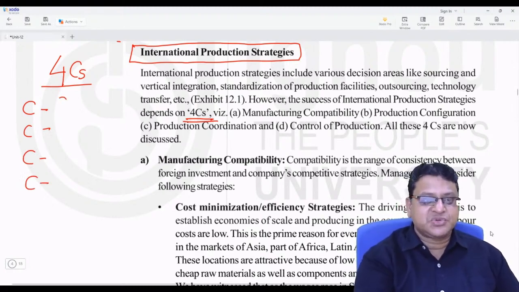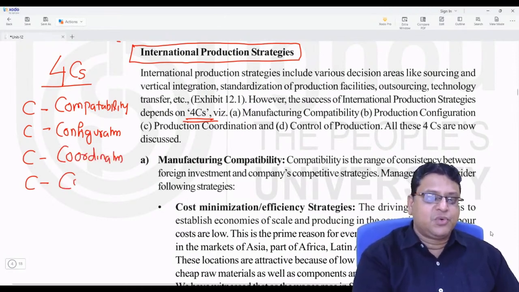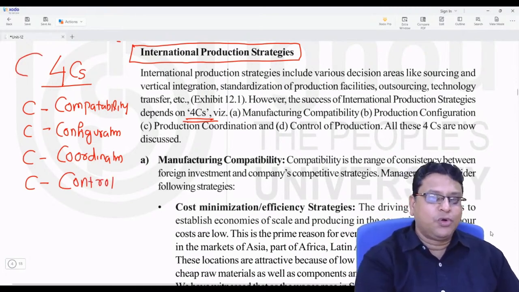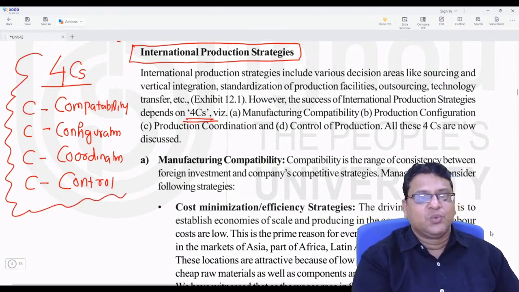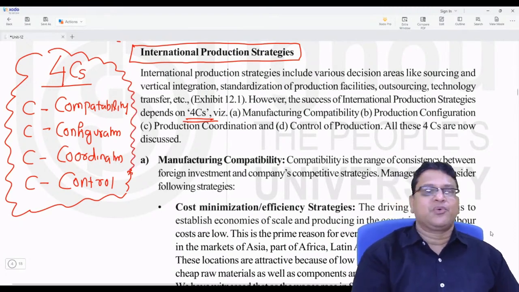First C is compatibility. Second C is configuration. Third C is coordination. Fourth C is control. Like in marketing, we deal with 4 P's, in production we deal with 4 C's. What are the 4 C's? Compatibility, configuration, coordination, and control.